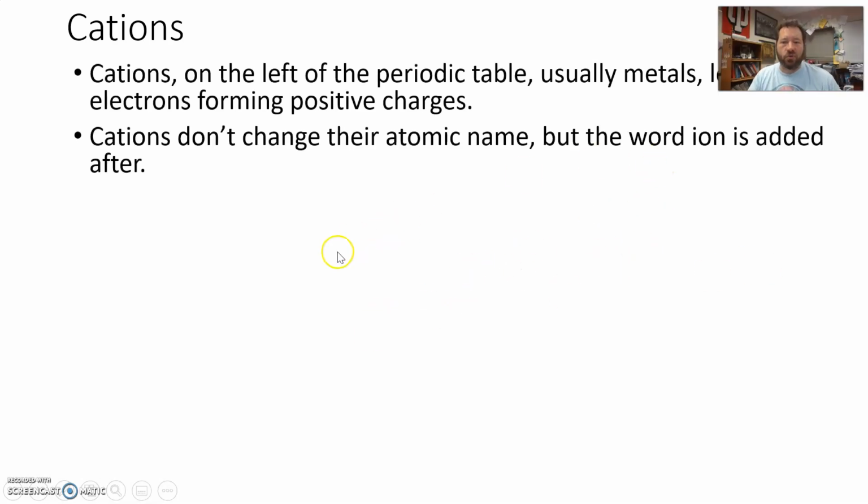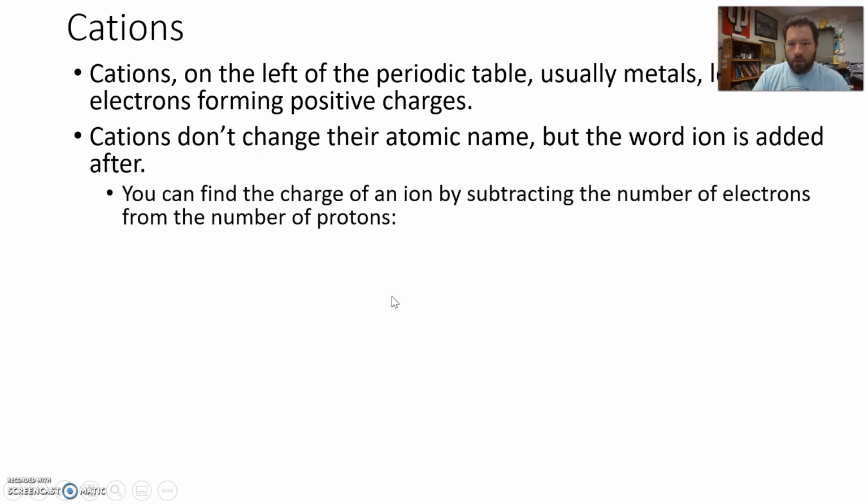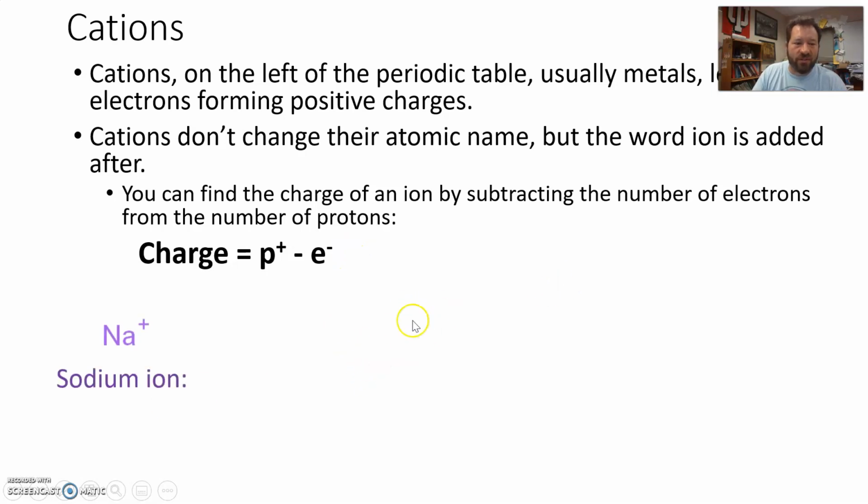So cations are usually on the left side of the periodic table. We just took a look at that. When you're naming a cation, the word ion is added, but otherwise the name doesn't change. So the way that we find the charge of an ion is you subtract the number of electrons from the number of protons. Remember, the number of protons can't change. That's what defines what element it is.